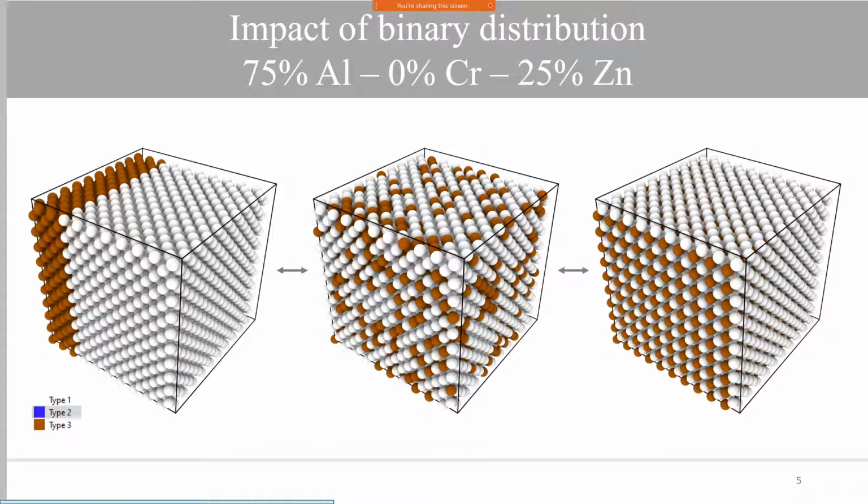One of the first things that we evaluated was the impact of the binary distribution for the simulated alloys. In this case, we have three different samples. All of them are 75% aluminum and 25% zinc. The gray bubbles represent aluminum atoms, while the orange bubbles represent zinc atoms. I went from a simulation that was completely demixed on the far left, to random in the middle, to perfectly ordered in an L12 fashion on the right. So let's see the effects.